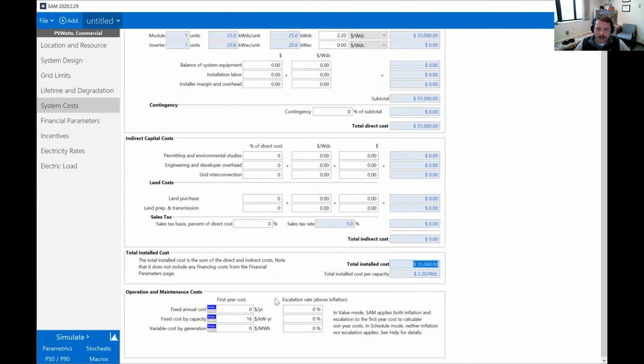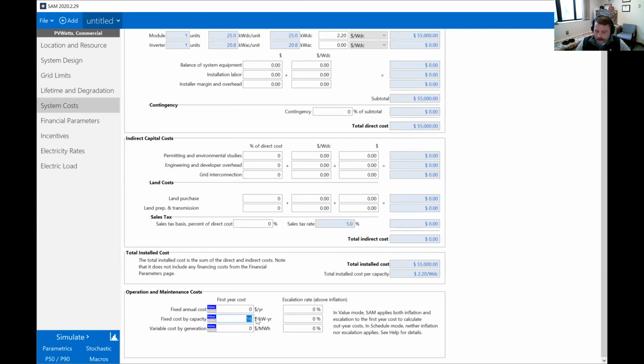We're going to move down to operation and maintenance. We introduced on day one that we can put operation and maintenance in as a single dollar amount per kW. So in this case, for our 25 kW system, $16 times 25 is $400 a year that we're planning for O&M. Across a 25-year time frame, that's about $10,000 in O&M across the life of this project, although I think that number is conservative. There are other ways to put that in, and I'm going to demonstrate one of those now.